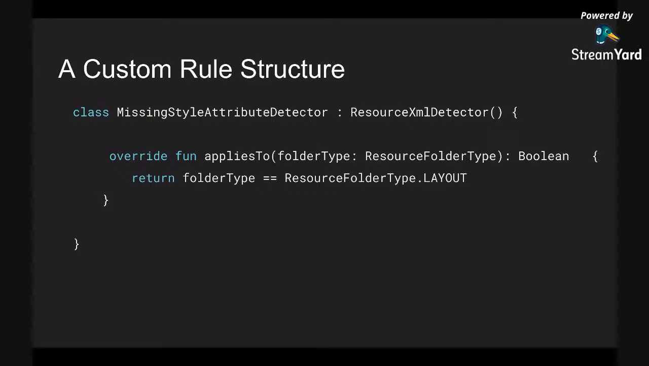The next method that you need to override is applies to, and this gives you a folder type. Now remember that I mentioned our issue was not very fine-grained. We were looking at resource files. This override method is where we specify that inside resources, we want to look at only layouts.